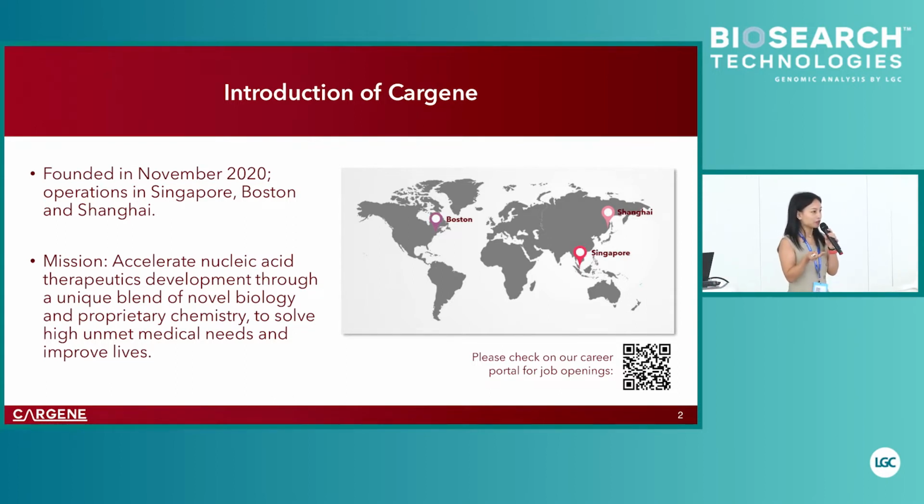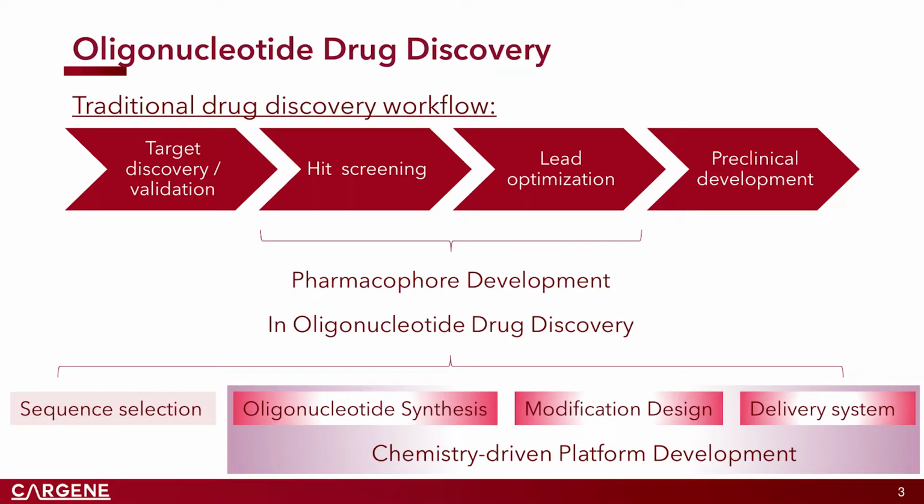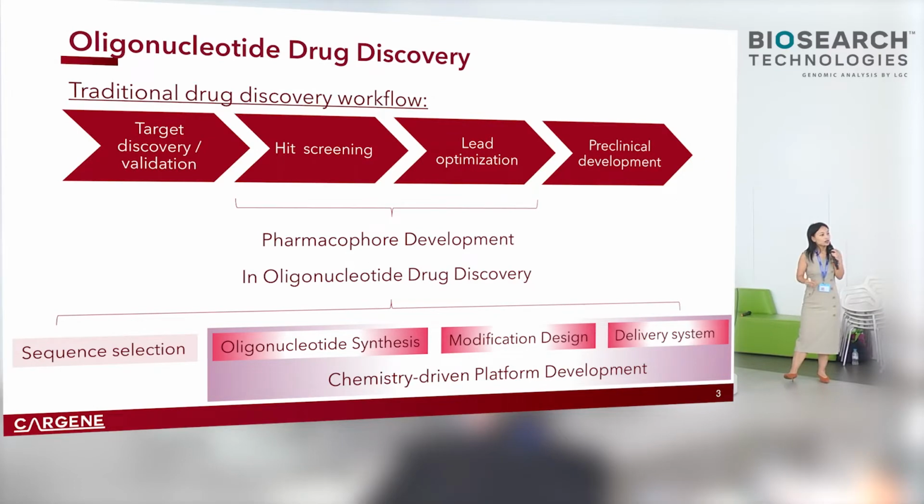From a traditional point of view, I think many people are very familiar with this workflow, starting with the target discovery and validation, and then we screen the small molecules, screen out a hit, and do the lead optimization. And once we finalize the lead, we move into preclinical development. For hit screening and lead optimization, this is so-called pharmacophore development, right? For small molecules, everyone is very familiar. We have to come up with a library of compounds and be able to look into the modality that we are interested in and then further optimize it.